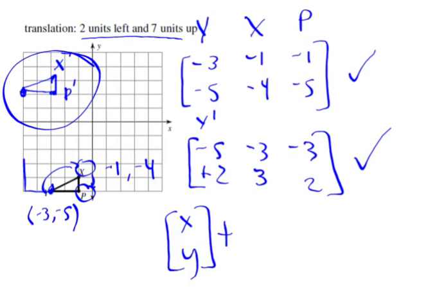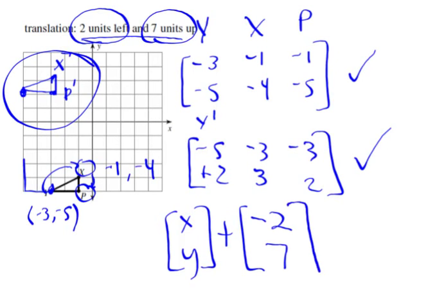So this is going to be an addition problem. And what do we do? Well, we shift them 2 units to the left. So they move -2 in the x direction and 7 units up. So we move +7 in the y direction. So this is the rule. When you're asked for the rule, it's going to look something like that.